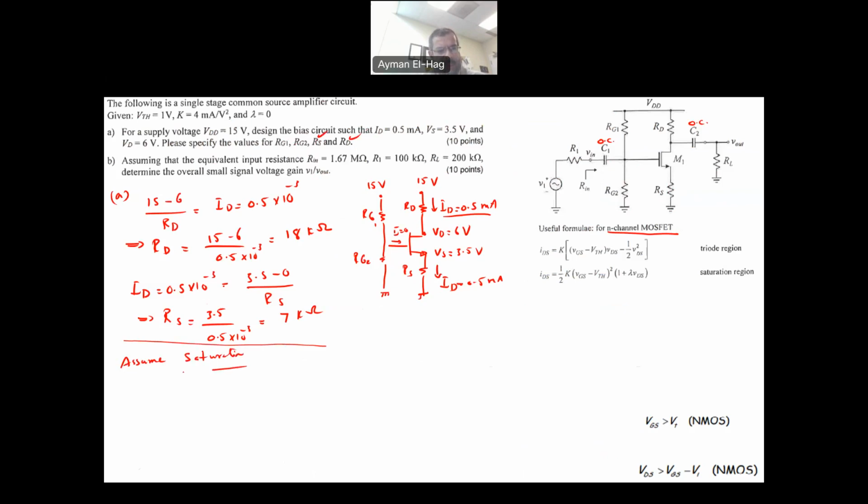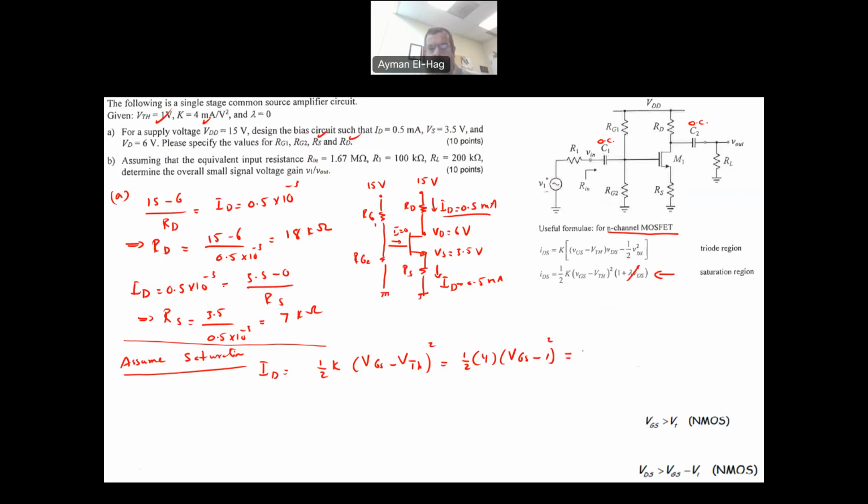So if it is in the saturation region, basically you will use this formula. Now, lambda is equal to 0. So your ID is basically equal to 1/2 times K times (VGS minus the threshold value) squared. And this is equal to 1/2 times K, which is given to you as 4, times your VGS, which we don't know, this is our unknown, minus the threshold value, which is 1 volt, squared.